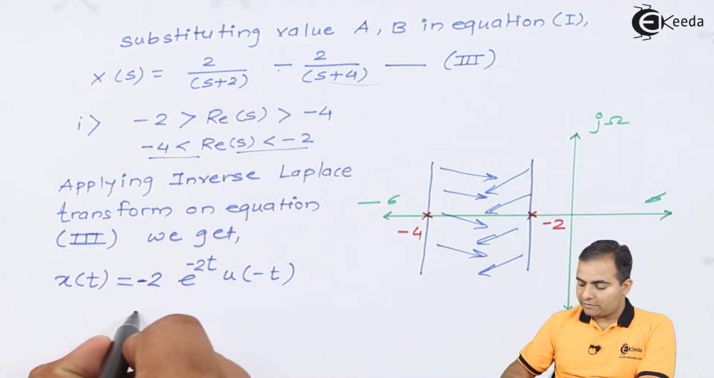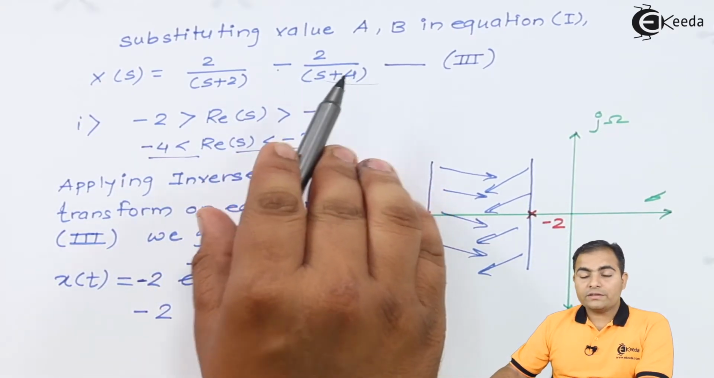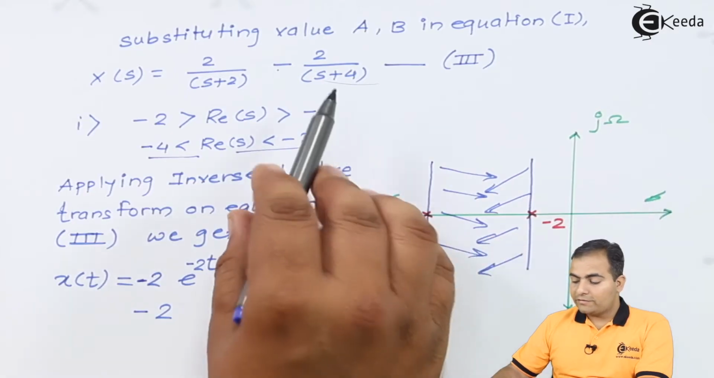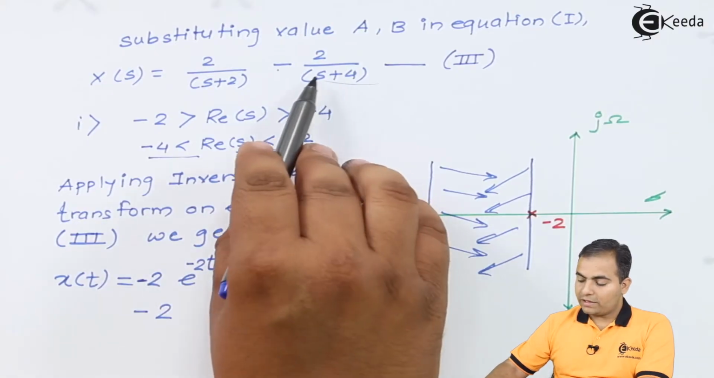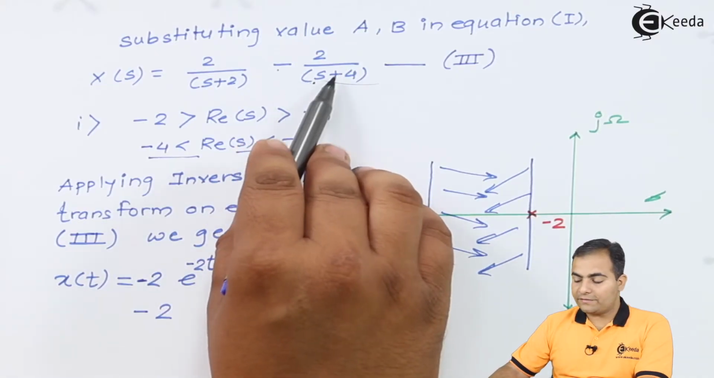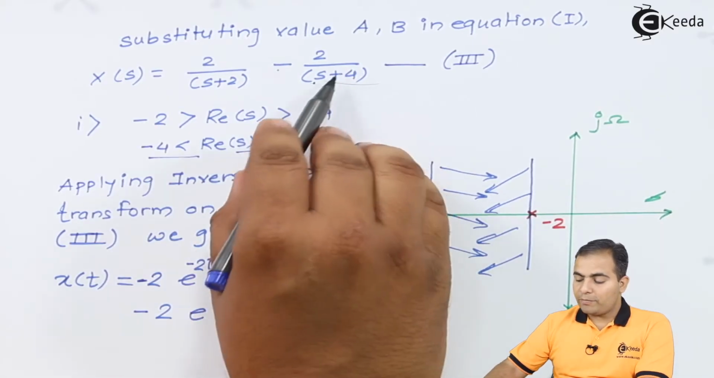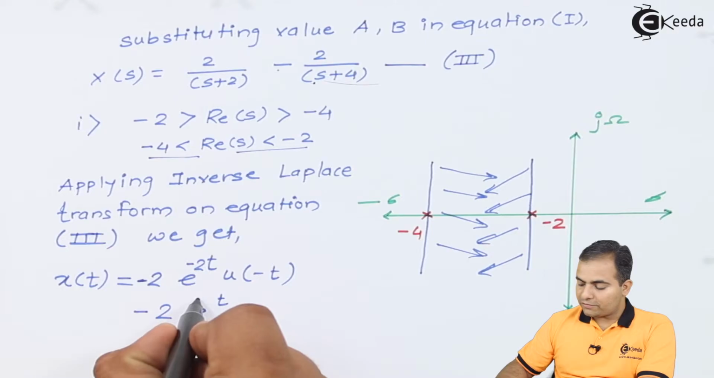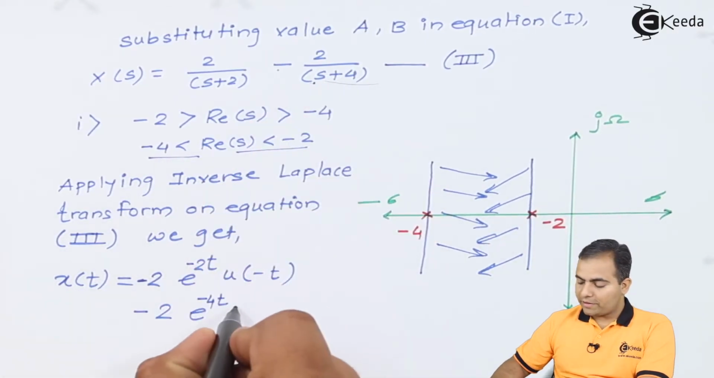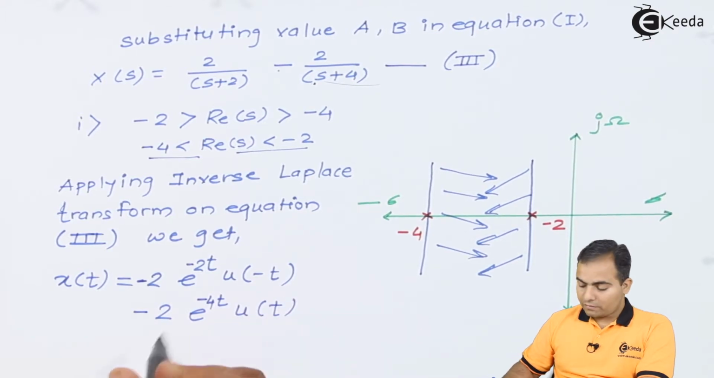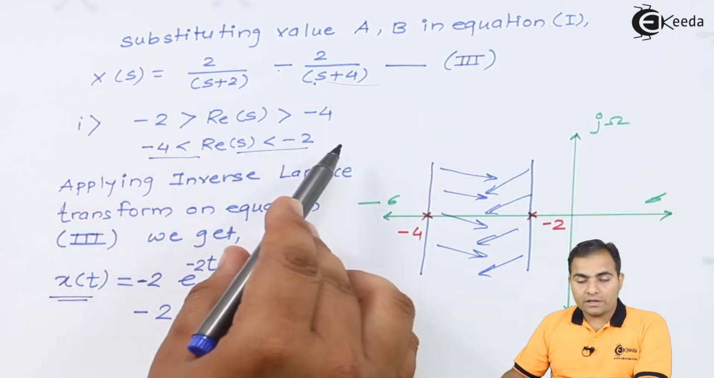Here we have a minus sign and the 2 is the constant. This s plus 4 pole shows a right-handed ROC, which means the u of t stays as it is. First of all, this s is shifted by 4. So according to the frequency shifting property, this t is replaced by the opposite value of 4, and the opposite value of 4 is minus 4. And as I told you, the ROC is right-handed, so I'm going to write only the unit step. This is the inverse Laplace transform of this function for the first ROC.